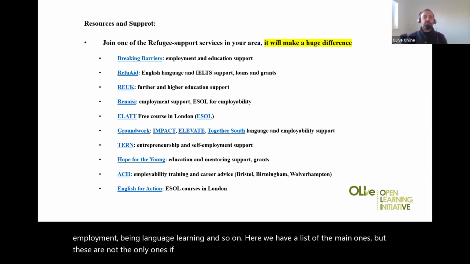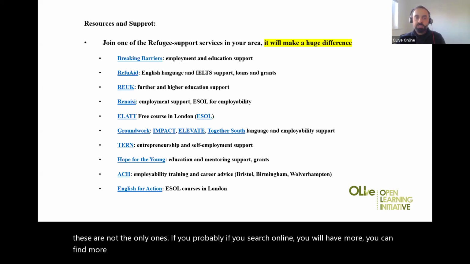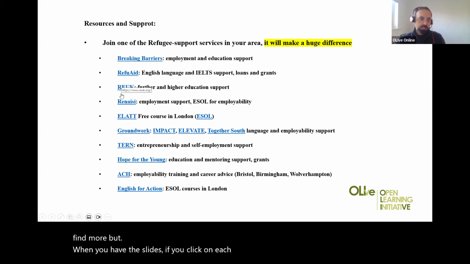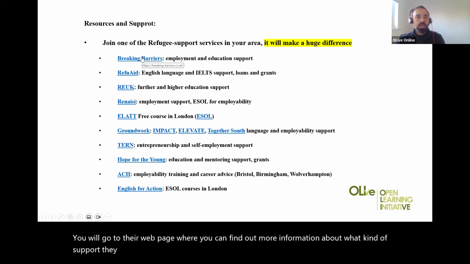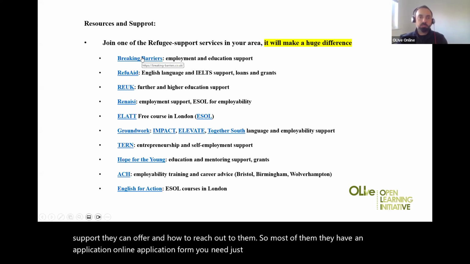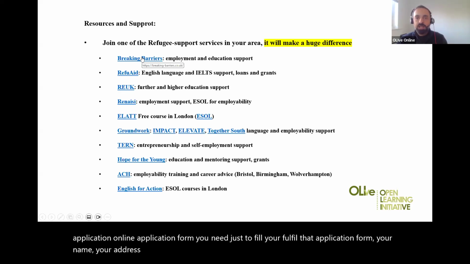If you search online, you will find more. But when you have the slides, if you click on each of these links, you will go to their web page where you can find out more information about what kind of support they can offer and how to reach out to them. So most of them have an online application form. You just need to fill in that application form, your name, your address, your email address, and then they will get back to you with more information.